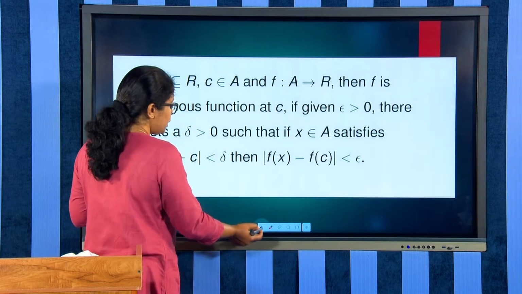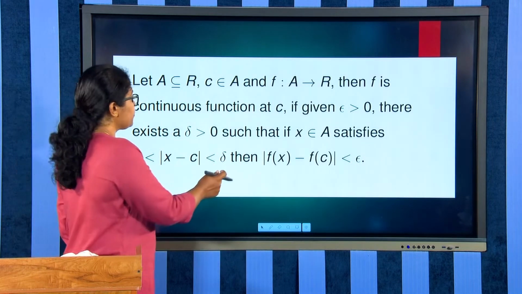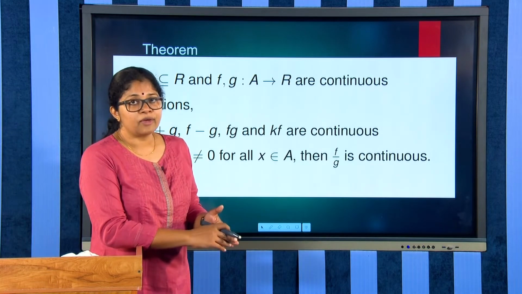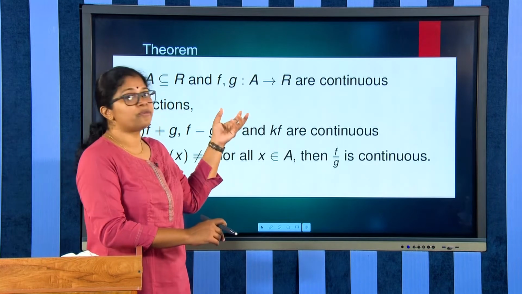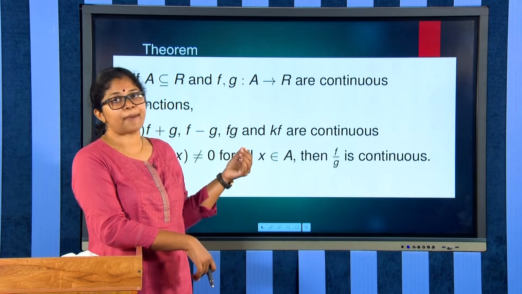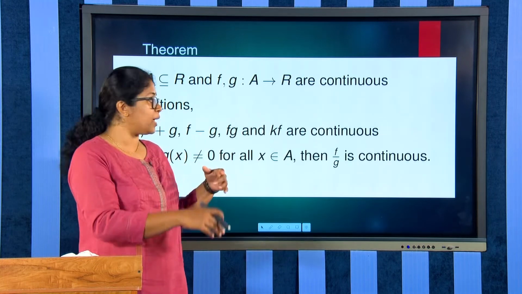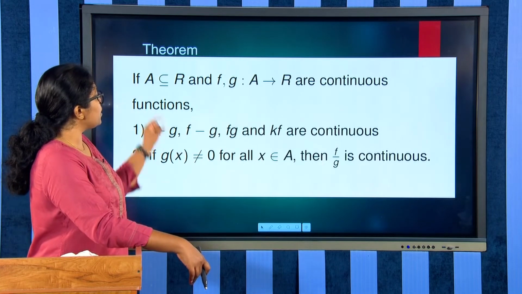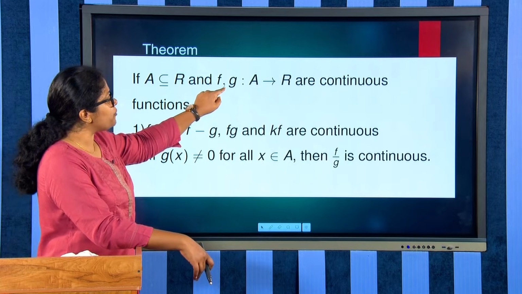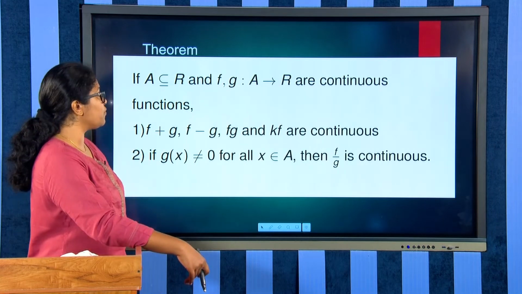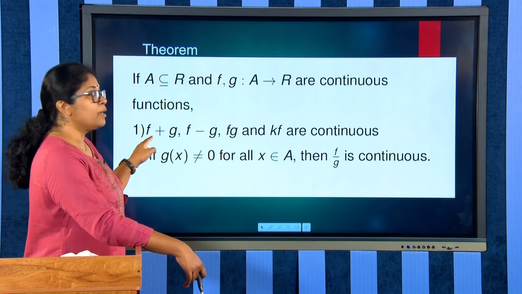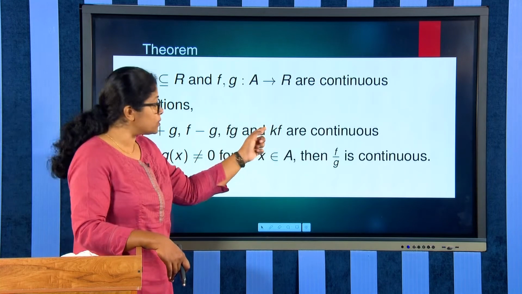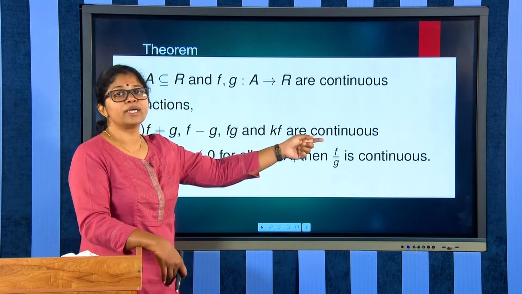Now, that is exactly the definition given. As we have discussed in the case of limits, whenever we have a condition for one particular function, we will look at what happens if we combine two or more functions together. So, if A is a subset of R and f and g are two functions from A to R which are continuous, then f plus g, f minus g, fg and a constant multiple of f, these are all continuous functions.